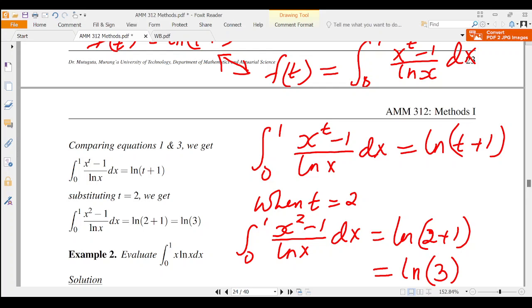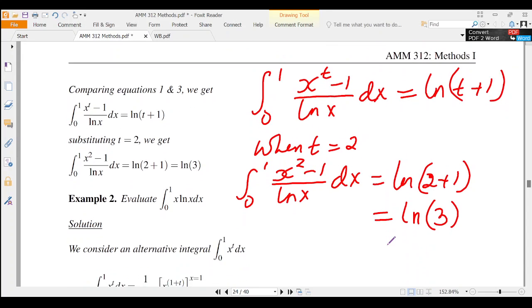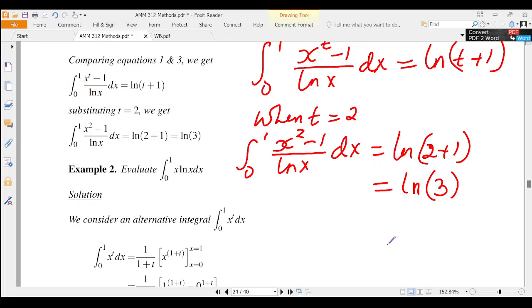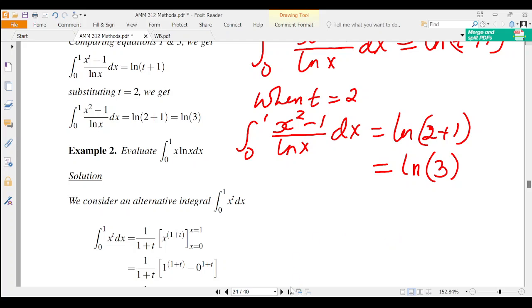So we can find the value of logarithm of 3. Our integral, which was the integral from 0 to 1 of x squared minus 1 over logarithm of x, becomes logarithm of 3. Notice what we have done here.